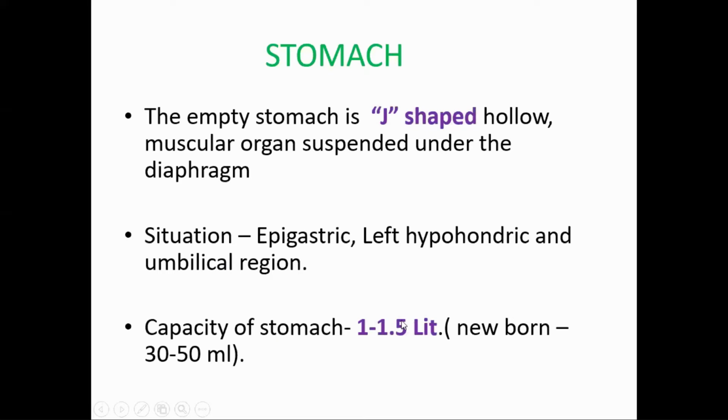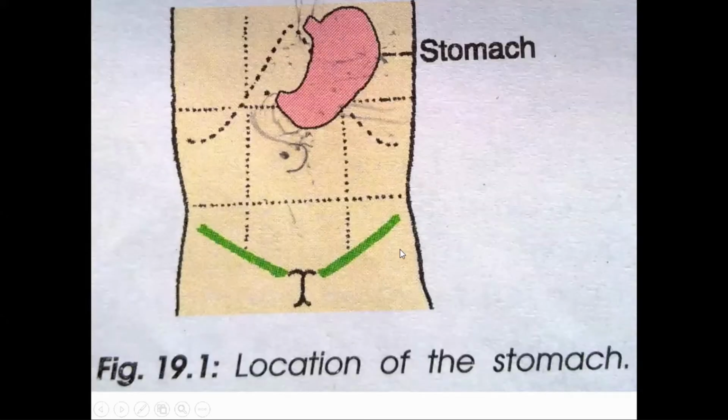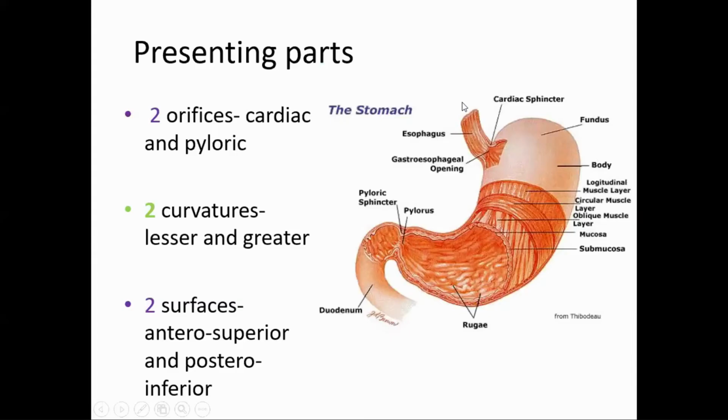Capacity of the stomach is 1 to 1.5 liters in an adult, and in a newborn it is about 30 to 50 ml. This diagram shows the location of the stomach, mainly in the left hypochondrium, partly in the epigastrium and the umbilical region. Now, what are the external features or presenting parts of the stomach?